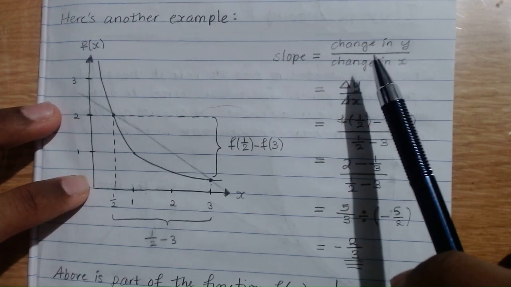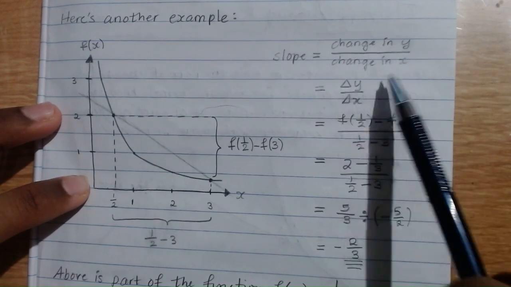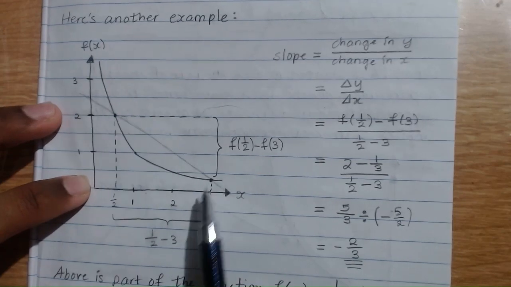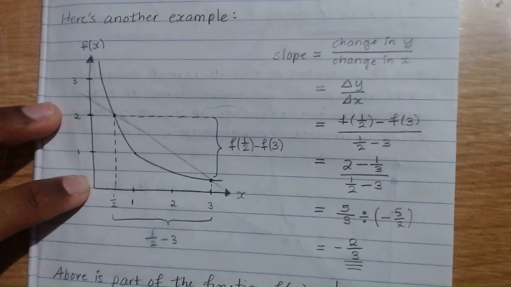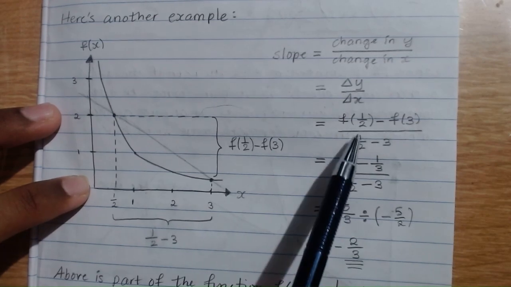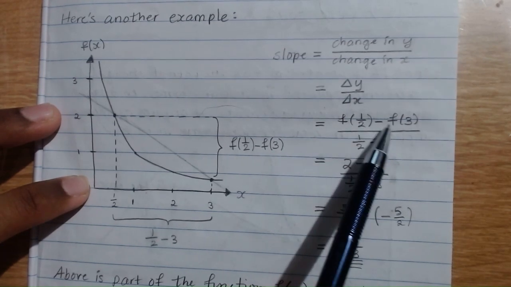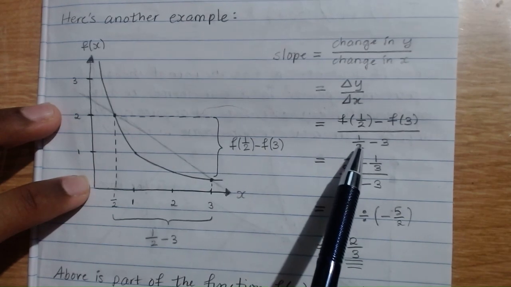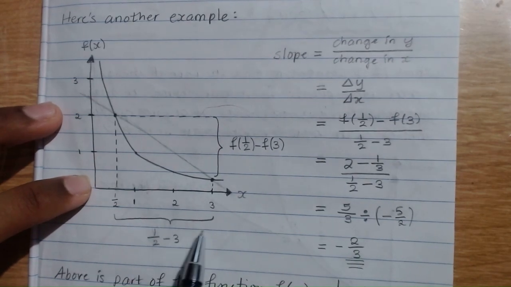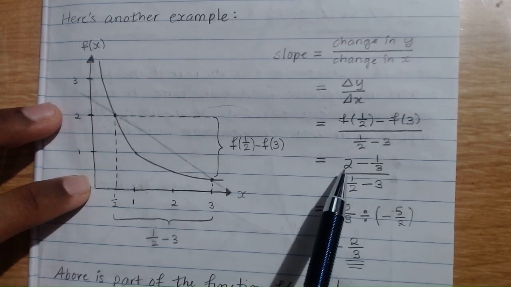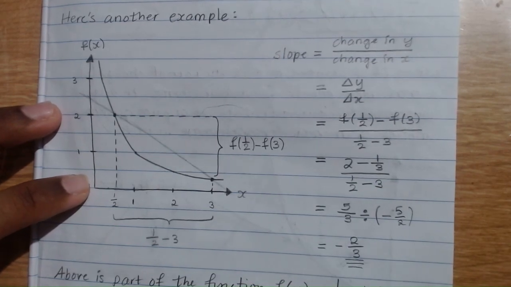So slope is, again, change in y over change in x, delta y over delta x. So I've chosen to use this point first in calculating the slope, and then this point. We could have done it vice versa as well. We would get the same result. So I'm doing f of half minus f of 3, which is that distance there, over half minus 3, which is that distance there. So the change in y over the change in x. Simple stuff. So that evaluates to minus 2/3 in the end.